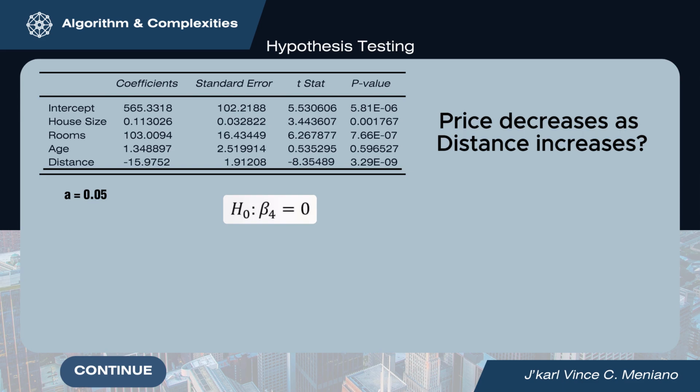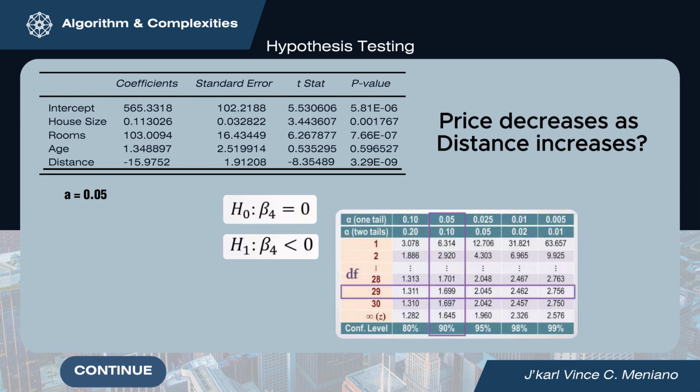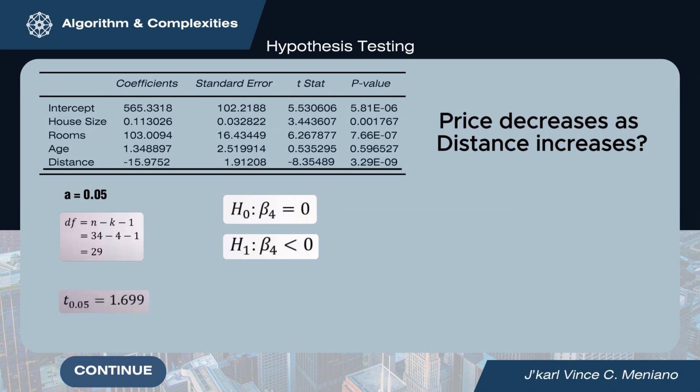For distance, suppose we decide to test if price decreases as distance increases. We will need a one-tailed test, that is a lower-tailed or left-tailed test, because price decreasing as distance increases indicates a negative relationship. The alternative hypothesis will therefore be that beta 4 is less than 0. At alpha equals 0.05 and degrees of freedom equals 29, the one-tailed t-critical value is 1.699. And since this is a left-tailed test, the left-tailed critical value will be negative 1.699.